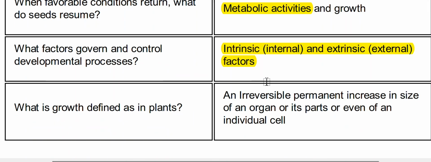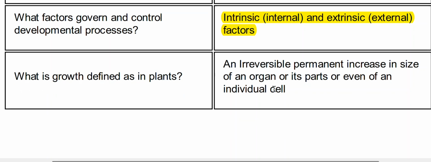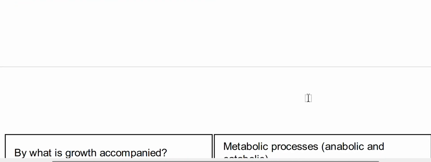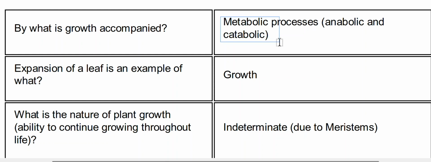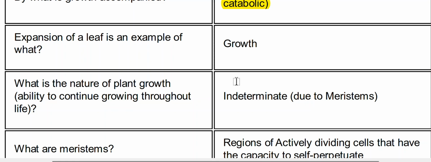The growth is controlled by both intrinsic and extrinsic factors. Growth is an irreversible, permanent increase. It is not going to reverse. Growth needs both anabolic and catabolic processes. Expansion of a leaf is an example of growth.